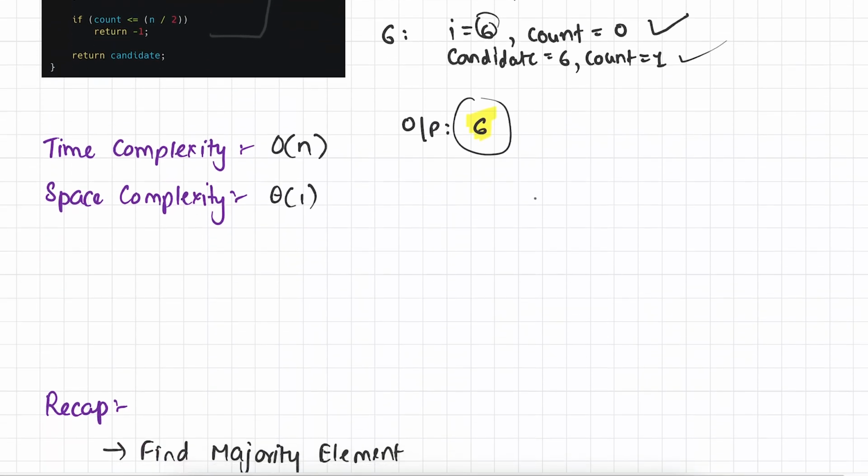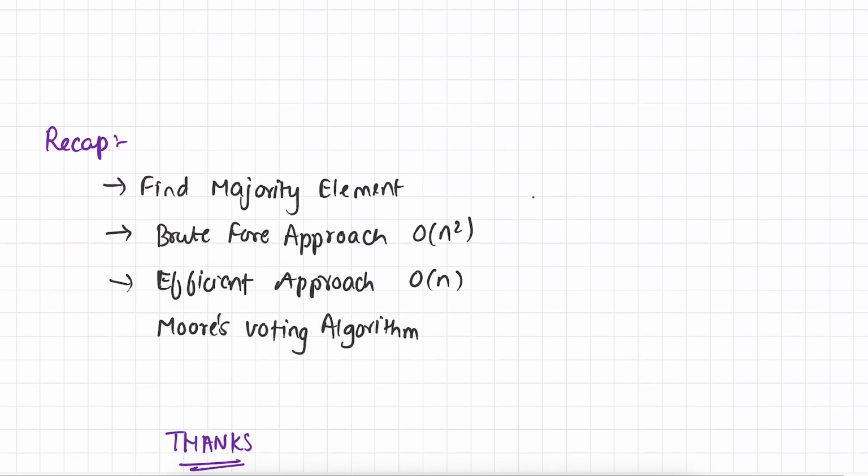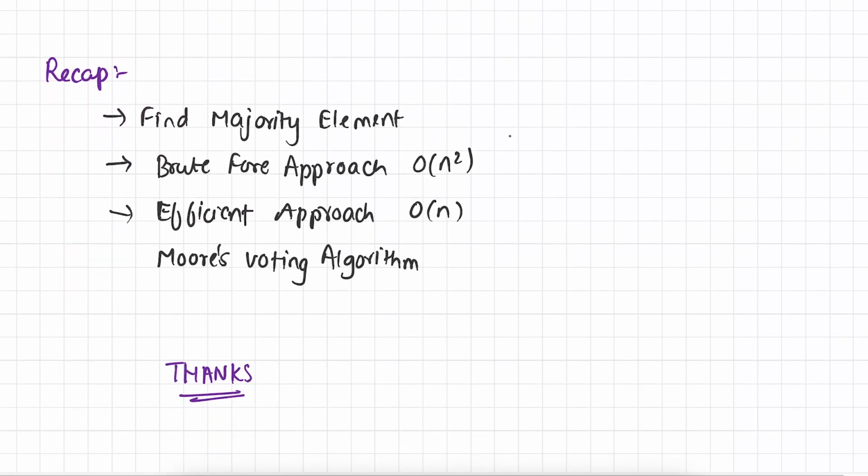I hope you got it. Now before we end this video, let's have a quick recap of what we have done so far. In this video we were given a problem, and in this problem we were given an array and our task was to find the majority element in the array. And what is the majority element? An element is said to be a majority element if the element appears more than n by 2 times in the given array.